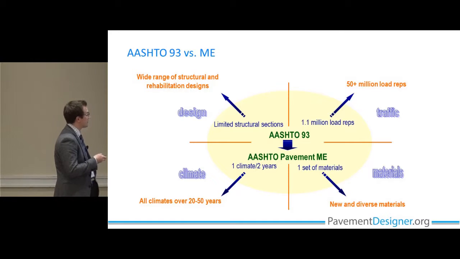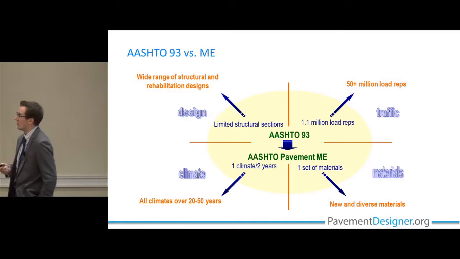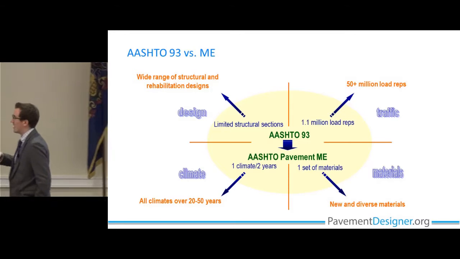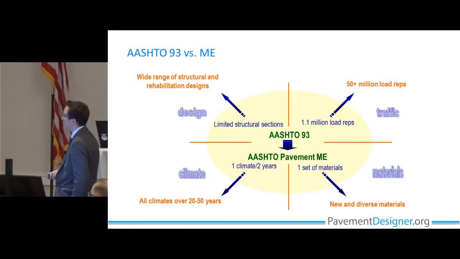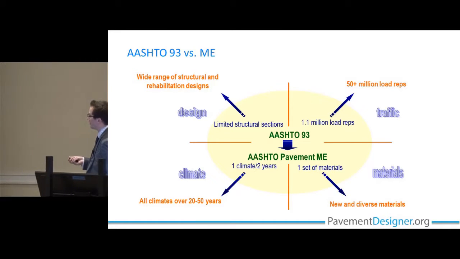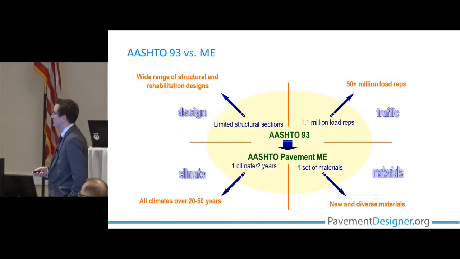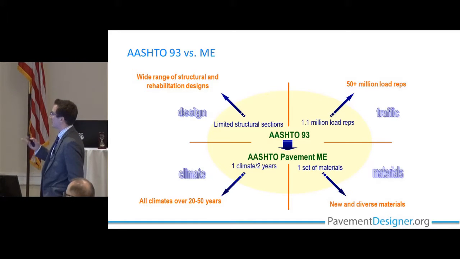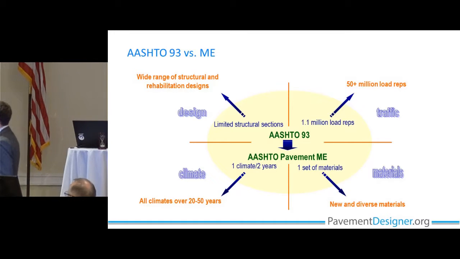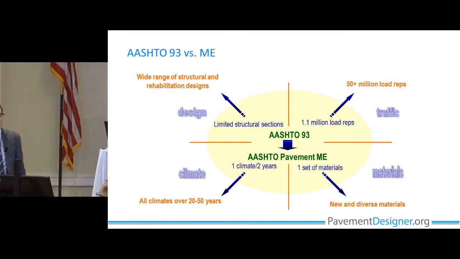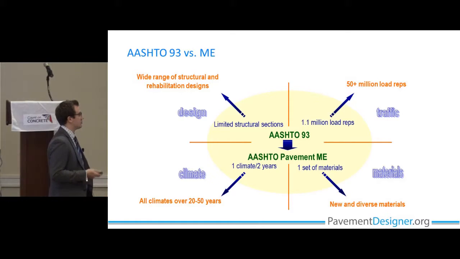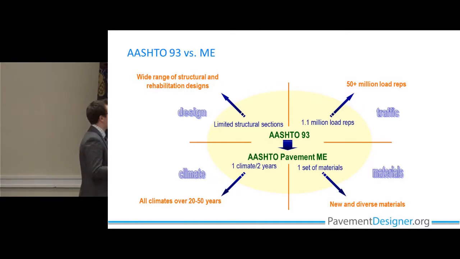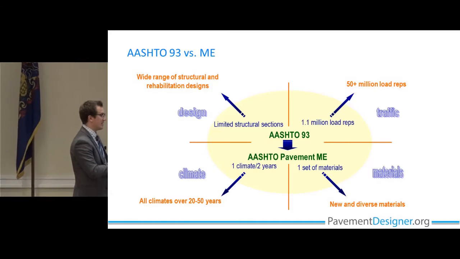Those test sections across the country have over 50+ million load repetitions on some of them. So we have a much fuller history of our traffic and how it's impacting our pavements. Additionally, we had one set of materials from Illinois for that road test. Now we have materials that we're evaluating from all across the country. We also had limited structural sections, we had limited climate data, and now we've really blown that up as we move to Pavement ME. So that's really why Pavement ME is such a robust tool and why it's such a good tool, because we're evaluating all of those different aspects that impact pavement design.